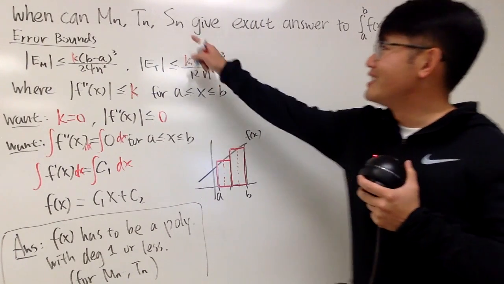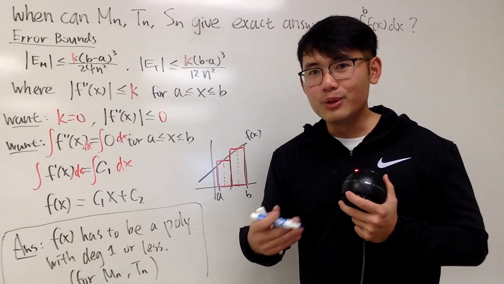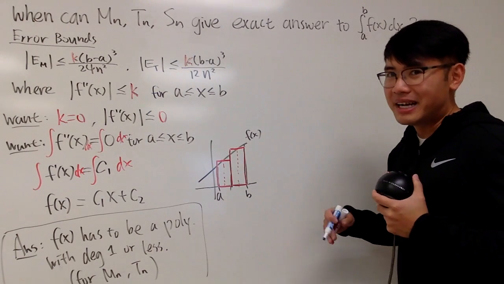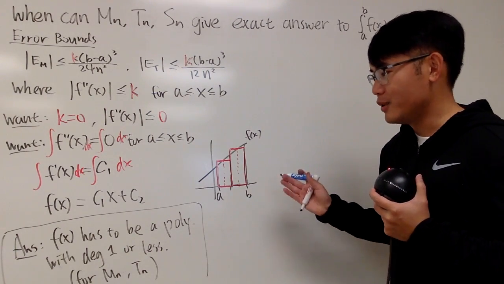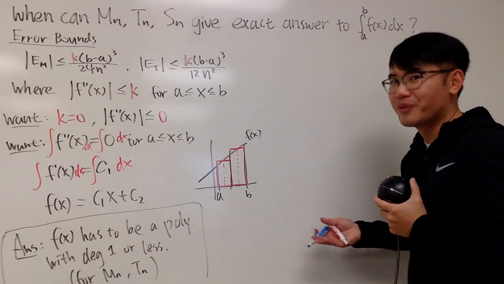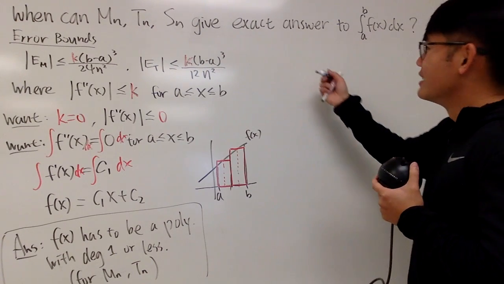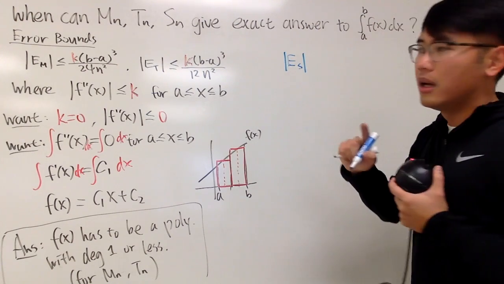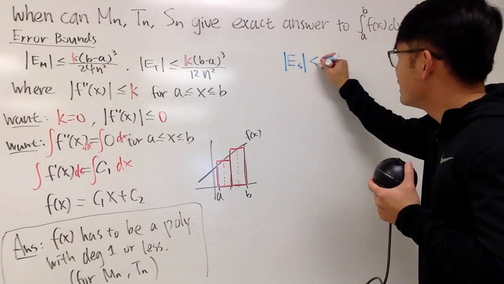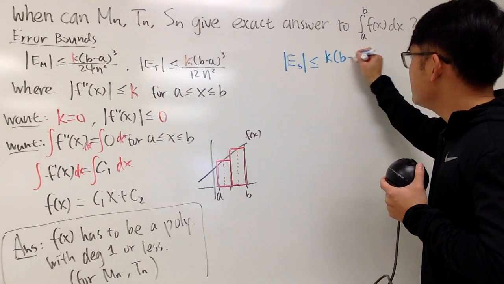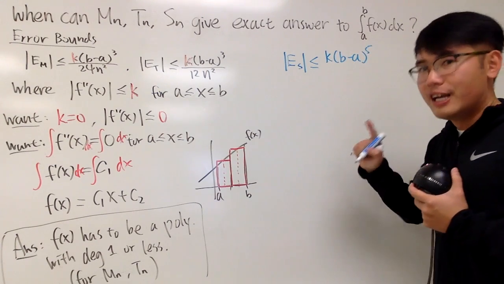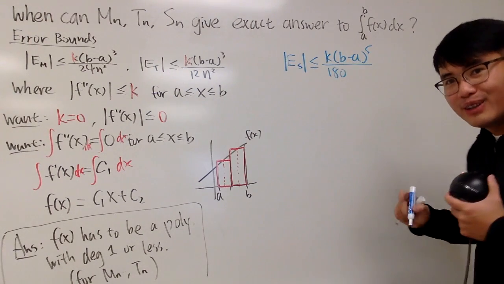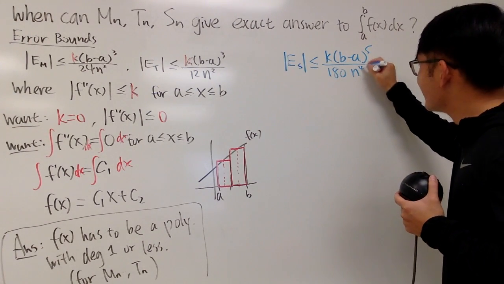And remember, for Simpson's rule, the idea is that you're going to use parabolas to approximate curves. But the answer is not second degree polynomial. It's not a quadratic function. You'll see. So let me write it down right here for you guys. E sub S. This right here is slightly crazier, but it's not that bad. K times (b minus a) to the 5th power, and then you have this over 180 times n to the 4th power, like this.